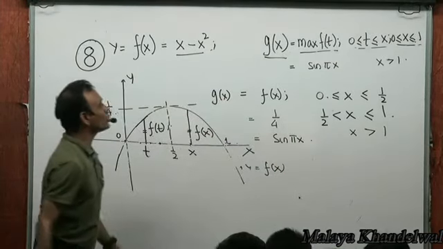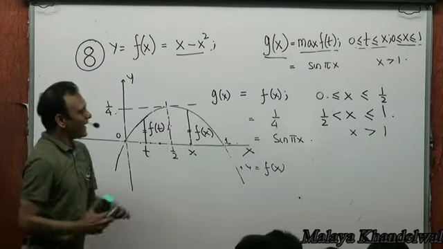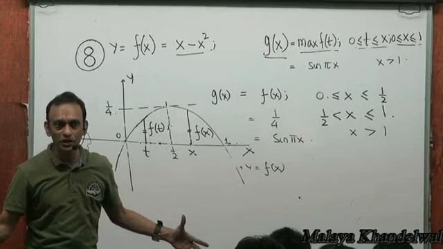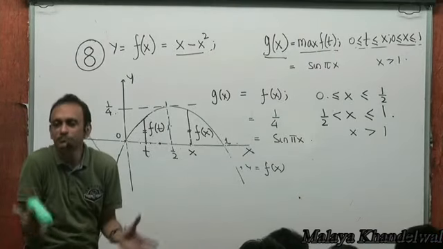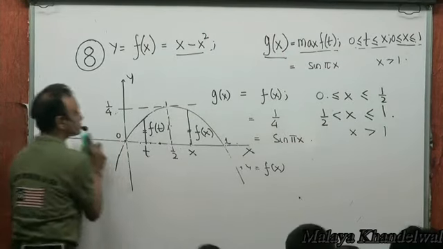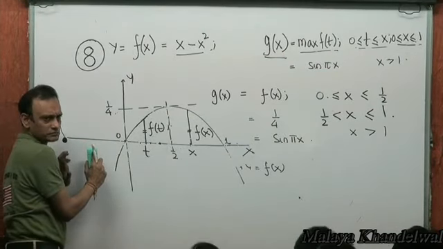Which means, now I have an algebraic description of g(x). Let me draw the graph of g(x) then. Clear? Can I wipe this off?